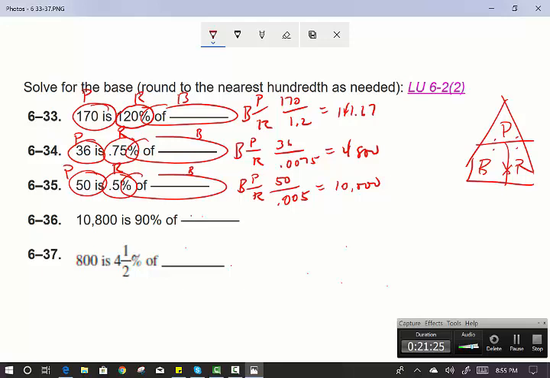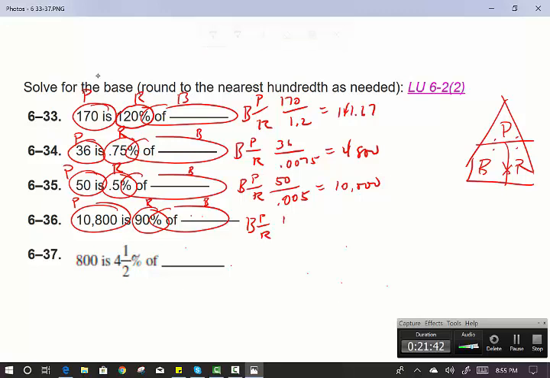Okay, number 36. 90%, it's associated with a percent sign, so that will be the rate. The number that follows percent of is your base. The number associated with is or equal is your part. Again, solving for the base, which is equal to part divided by rate. So that's 10,800 divided by 0.9 after you move the decimal point 2 places to the left. And that will equal 12,000.